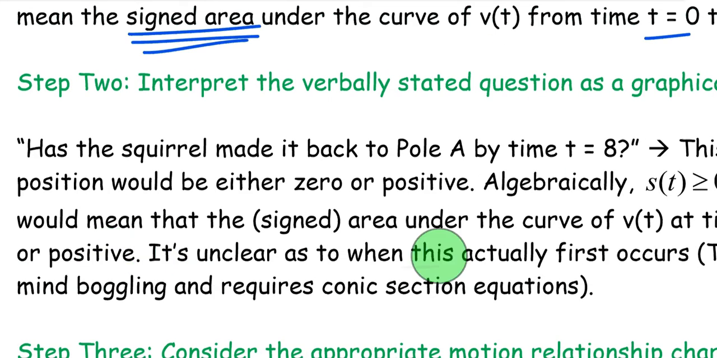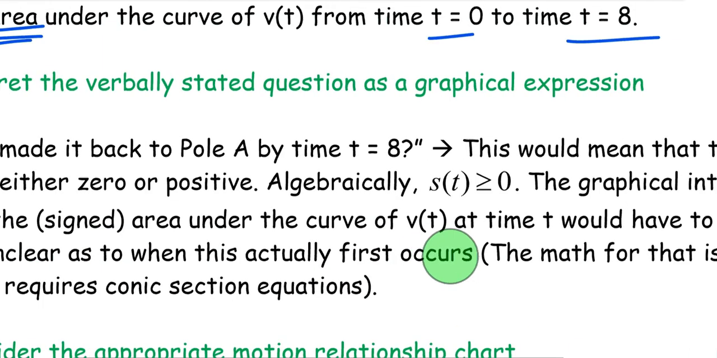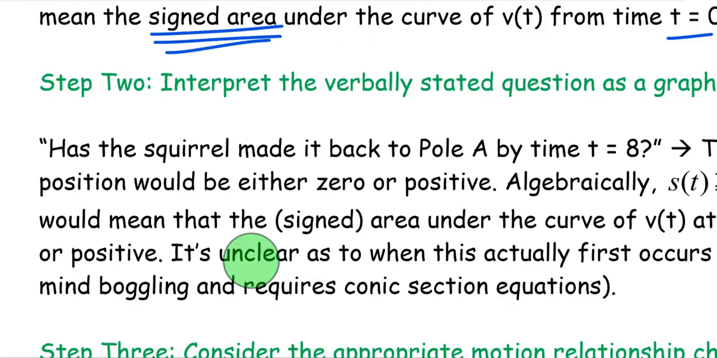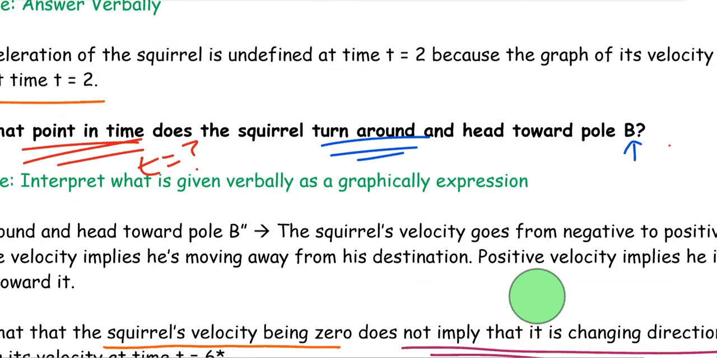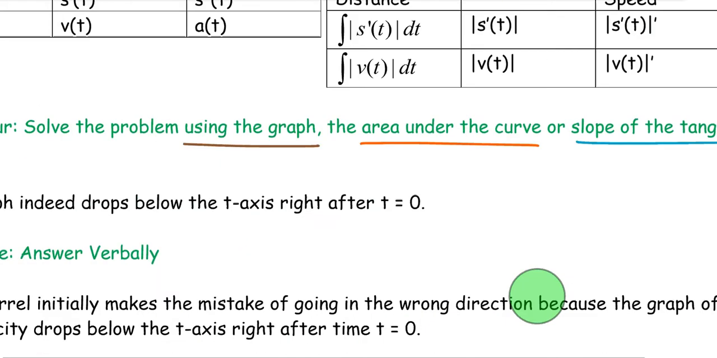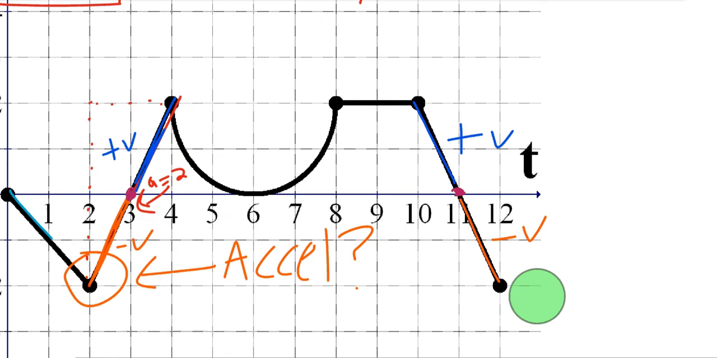It's unclear as to when this actually first occurs. The math for that is absolutely mind-boggling and requires conic section equations. Okay, that is true. We could actually, though, kind of eyeball it. Made this lesson several years ago, but you can eyeball it, actually.